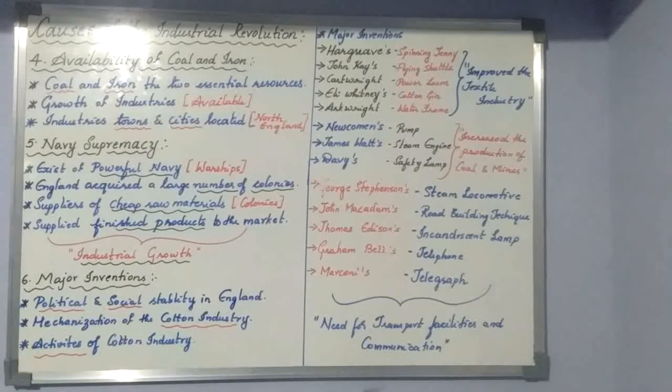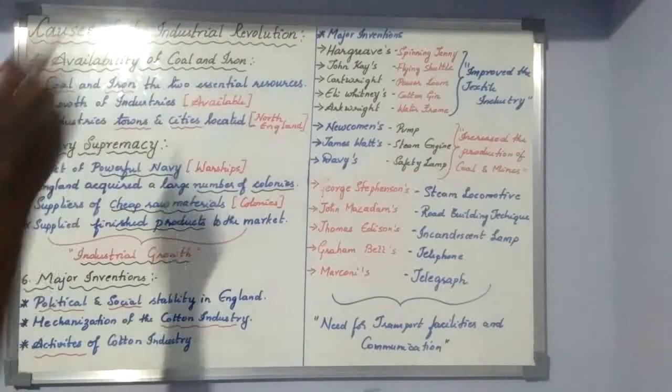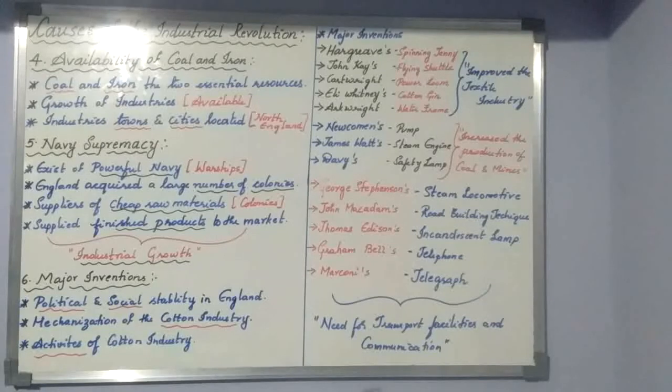In today's class we will go through three more major, important causes which made the industrial revolution start only in England. The fourth cause for the industrial revolution in England is the availability of coal and iron.